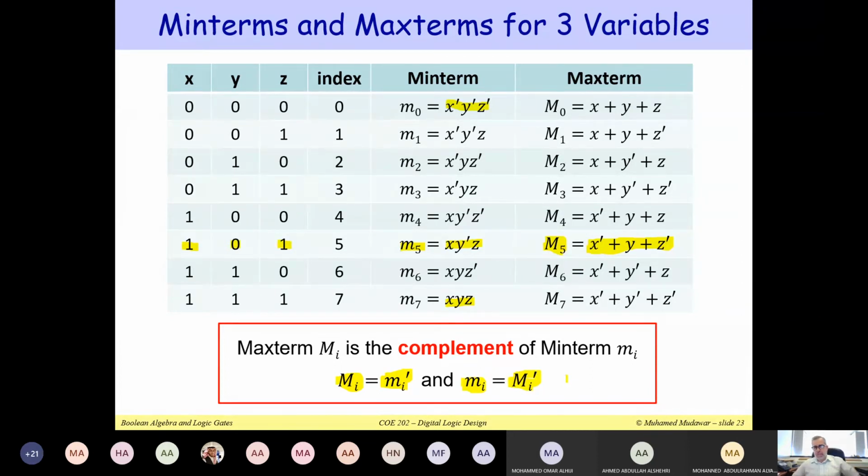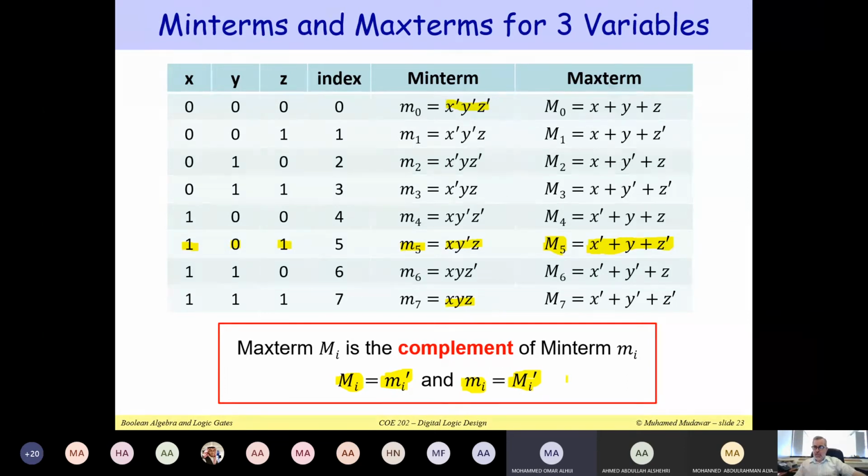Any question about minterms and max terms? Do you understand this concept? It's a very simple concept. I have a question. Go ahead, Mohammed. When do we choose minterm to be 1 and maxterm to be 0, or vice versa?